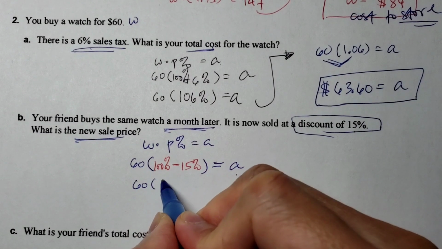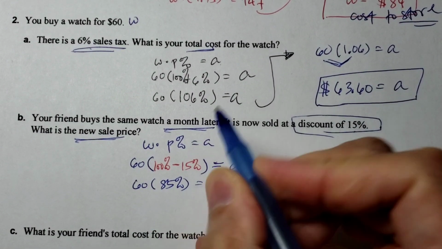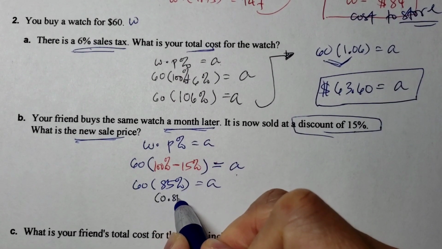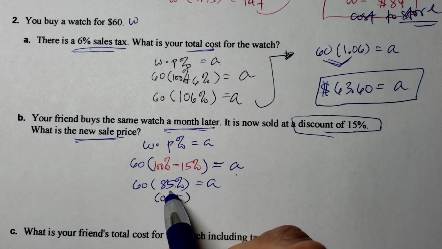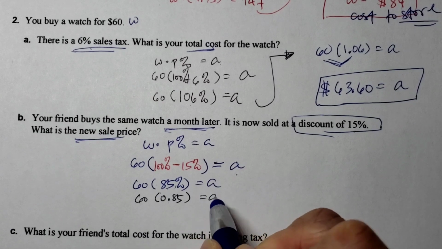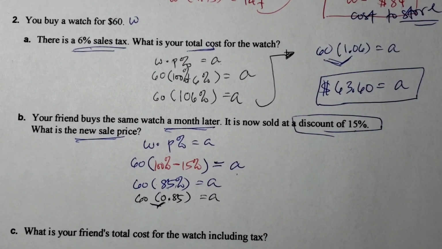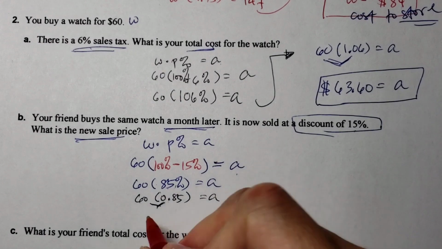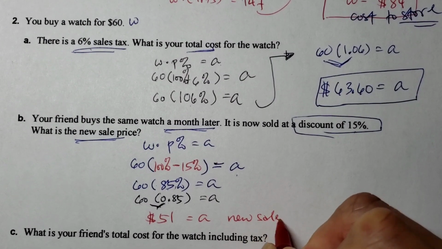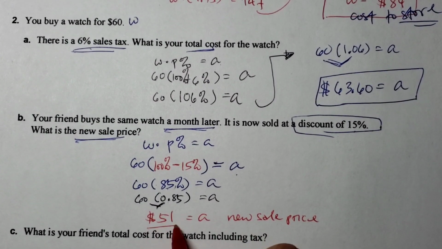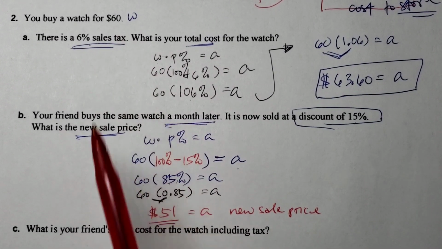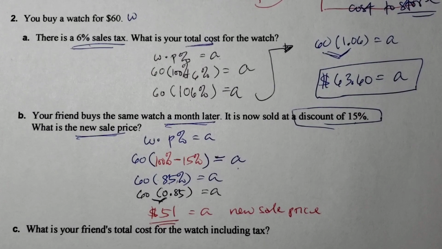So 60, and this becomes 85% equals A. Make sure to change 85% to a decimal. We divide by 100, or move the decimal point 2 places to the left. That's why it's 0.85. 60 is equal to A. If you multiply this 60 times 0.85, you'll get $51 is the new sale price. All right, there you go. Again, you're only paying 85% of the full price because it was discounted for 15%.